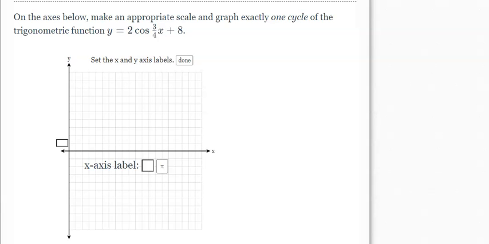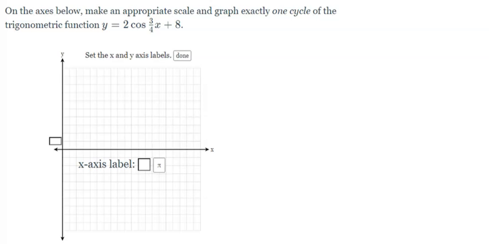So what we need to first do is set up our x and y axes, our labels. In order to do that, we need to identify all the different key components of this equation. The first thing I'll establish is, what is my amplitude? My amplitude in this example is equal to 2. My frequency is the capital B, which is in front of the x. So that is my 3/4. And the plus 8 is my midline. So therefore my midline itself is equal to 8.